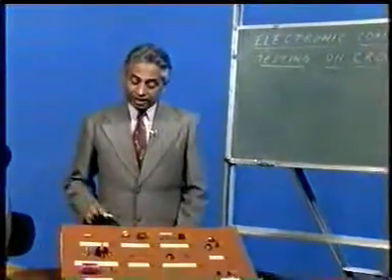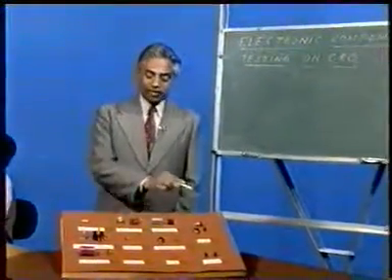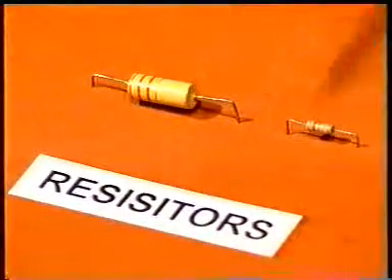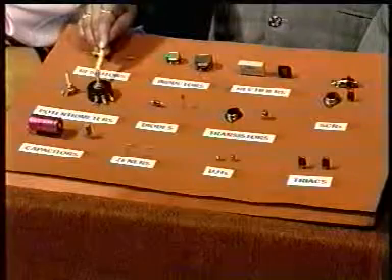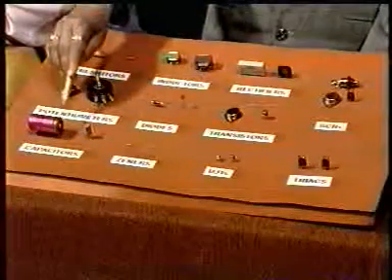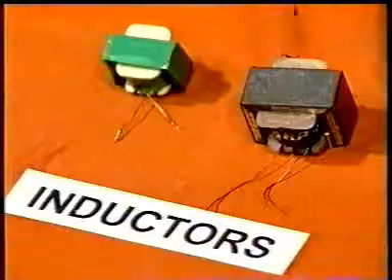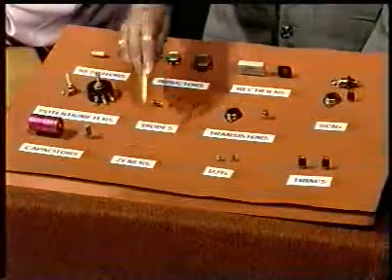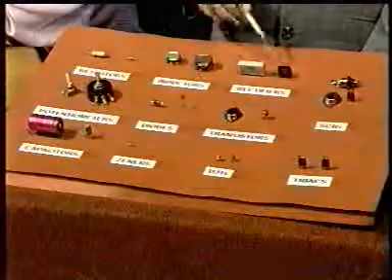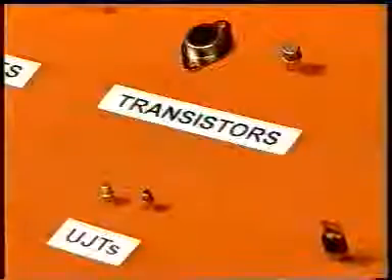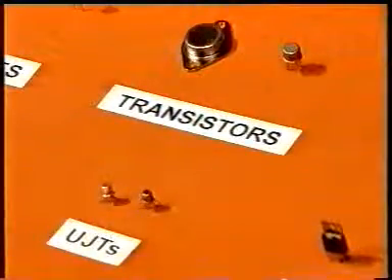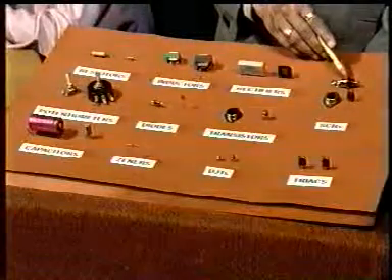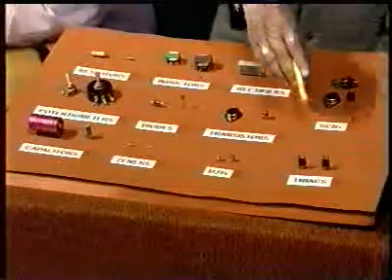Now here you will find all these electronic components have been brought: the resistors, the potentiometers, the capacitors, the inductors, the diodes, the Zeners, rectifiers, transistors, UJTs, that is unijunction transistors, SCRs, silicon control rectifiers, and triacs.